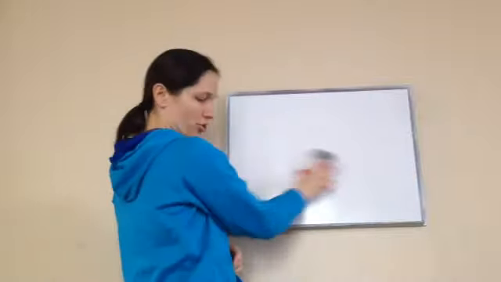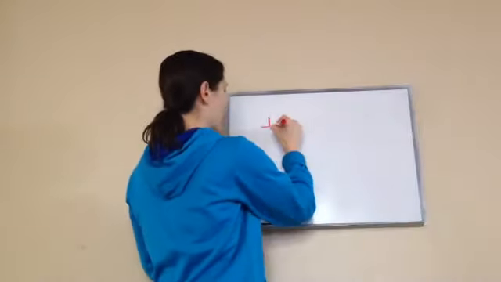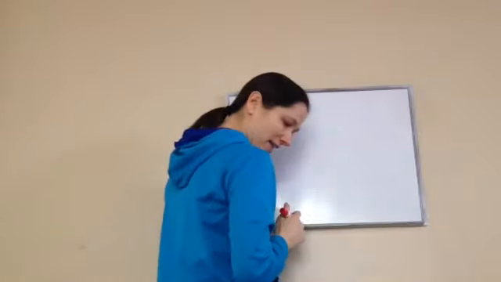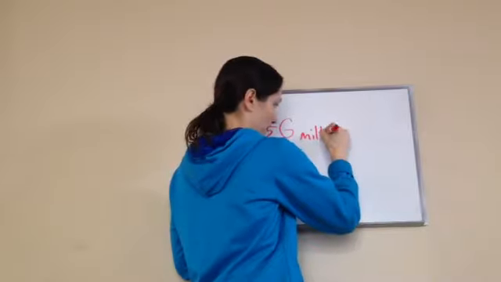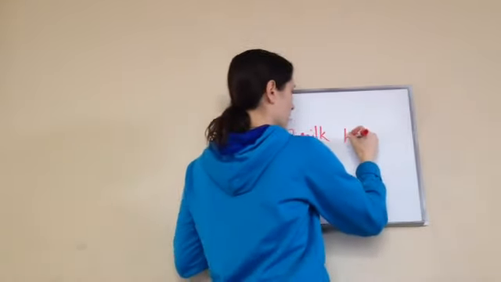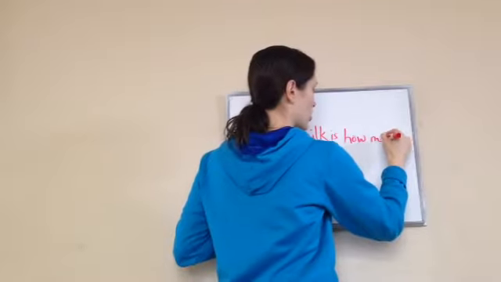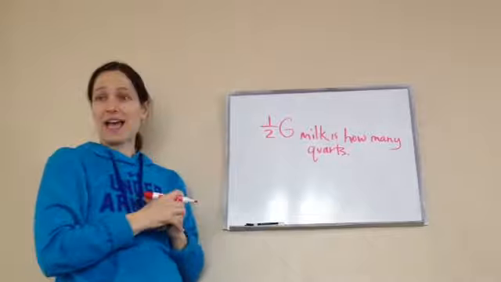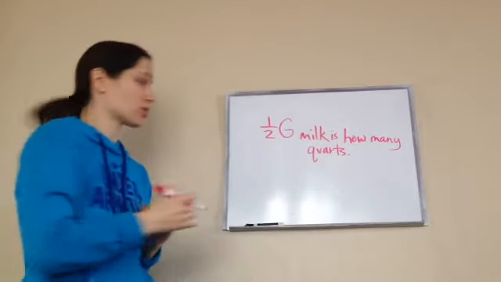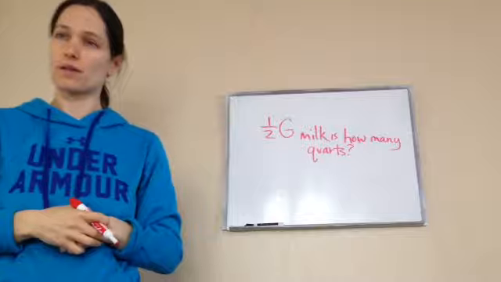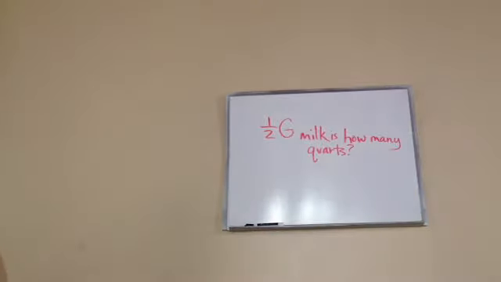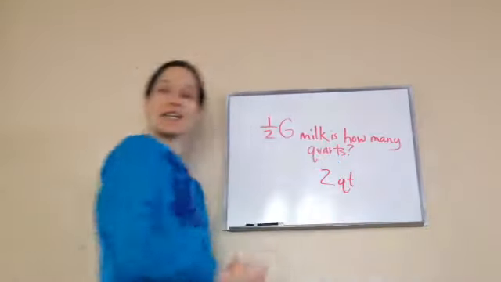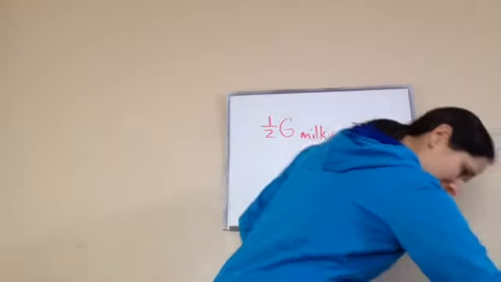And this one you can use just your gallon man, gallon house. A half gallon of milk is how many quarts? A half gallon of milk has 2 quarts. Very good. You get it? Okay, good stuff. That is lesson 85.